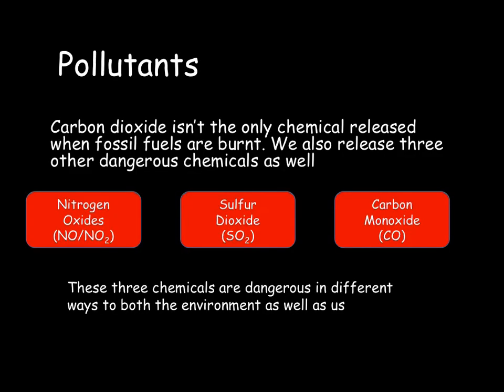The final topic within topic 9 looks at air pollution. These are known as pollutants. So carbon dioxide isn't the only chemical released when fossil fuels are burnt. We can also release 3 other dangerous chemicals as well. These are nitrogen oxides, such as NO and NO2, sulfur dioxide, SO2, and carbon monoxide, CO. We will also look at the release of particulates, such as soot, which are just carbon. These chemicals are dangerous in different ways to both the environment as well as to us.